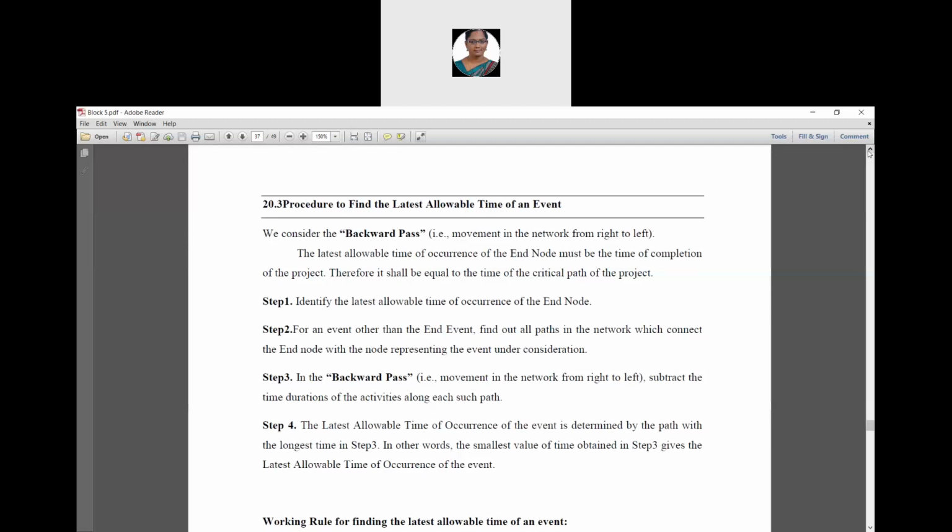Okay. In the first step, we have to identify the latest allowable time of occurrence of the end node. And in step 2, for an event other than the end event, find out all paths in the network which connect the end node with the node representing the event under consideration.